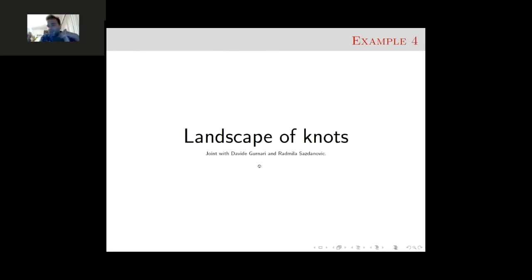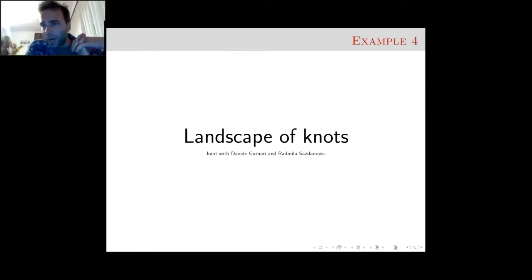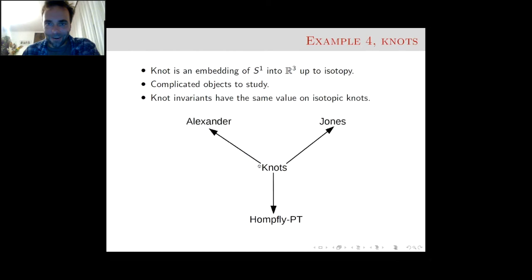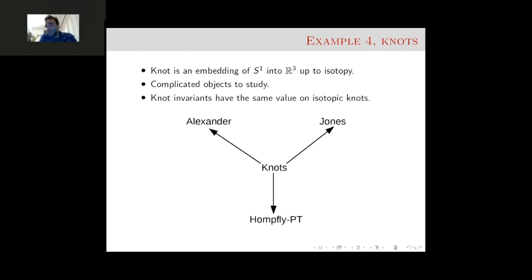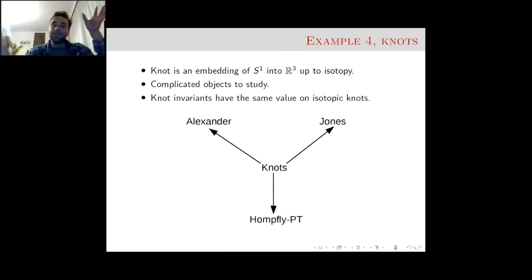And the main driving force for the development of mapper algorithms that I want to talk to you about today was the work with Radmila and Davide, in which we looked at the landscape of knots. What do I mean by that? Okay, so a knot, as in knot theory, is simply an embedding of the one-dimensional sphere into three-dimensional space, up to isotopy. So if two embeddings are equivalent by an isotopy, then we consider them the same knot.